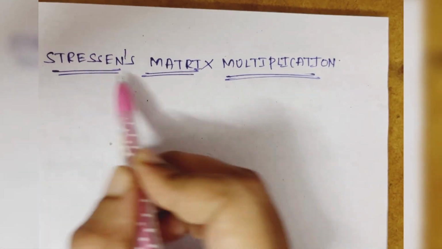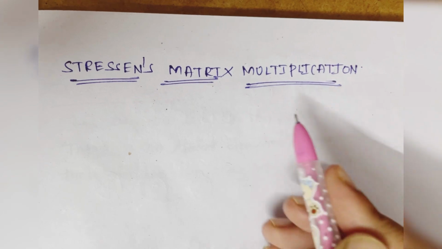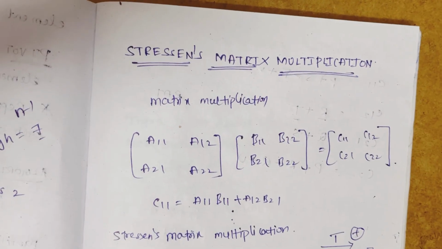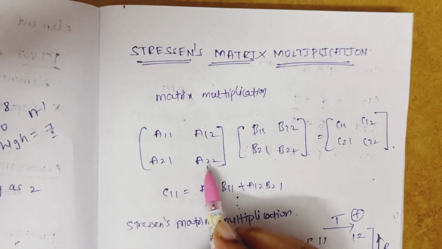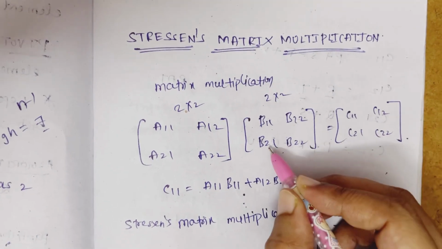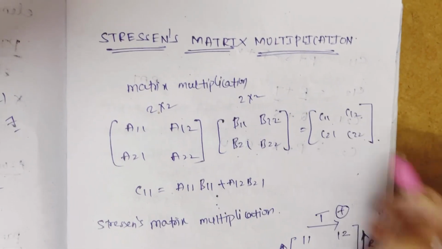Hey guys, today's topic is Strassen's matrix multiplication. Before going to Strassen's matrix multiplication, first we'll see what matrix multiplication is. Here we have taken two 2 by 2 matrices A11, A12, A21, A22 and B11, B12, B21, B22, and the resultant will be C11, C12, C21, C22.